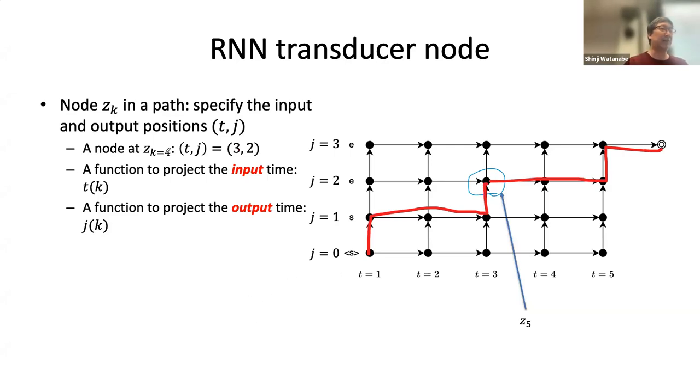Okay, so next is also kind of obvious, but I just want to explain it. Let's think about we have some paths, right? And then we have some point here. Let's say this one is D5. As you see, this gives the information about when D5 happens, and which symbol D5 happens with. So given a path, for any point we can get the corresponding time frame and the corresponding output token. So this is also an important function to understand the RNN transducer.